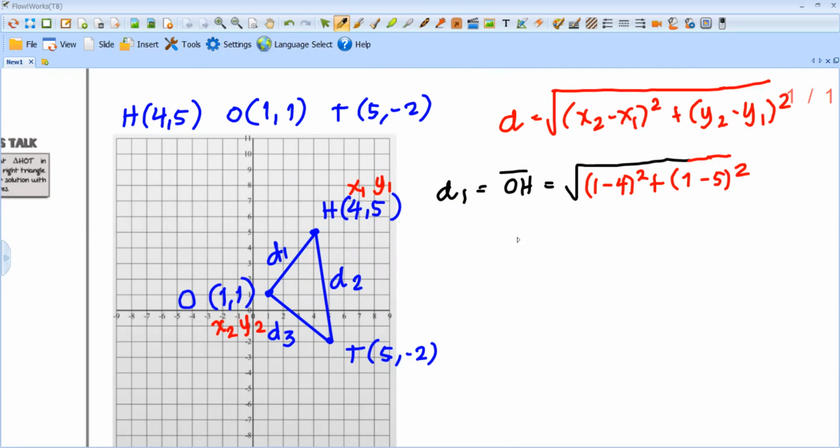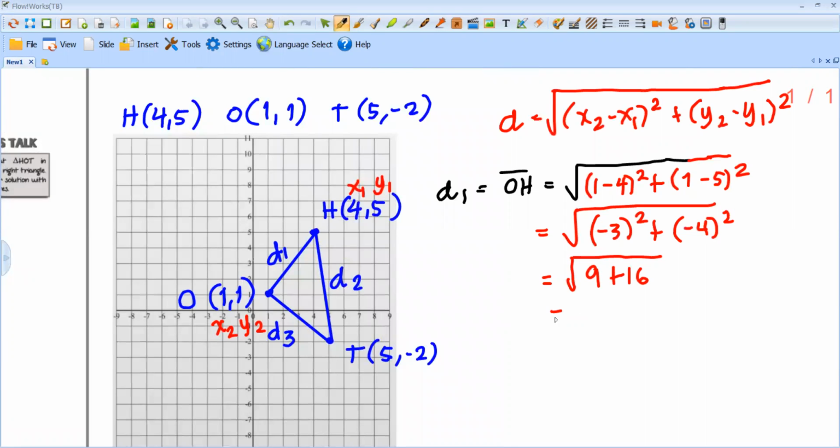And after that, we are going to operate. 1 minus 4 is negative 3 squared, plus 1 minus 5 is negative 4 squared. Then you have to do 9 plus 16, which is equal to 25. And then the square root of 25 is 5. So distance 1 is equal to 5.